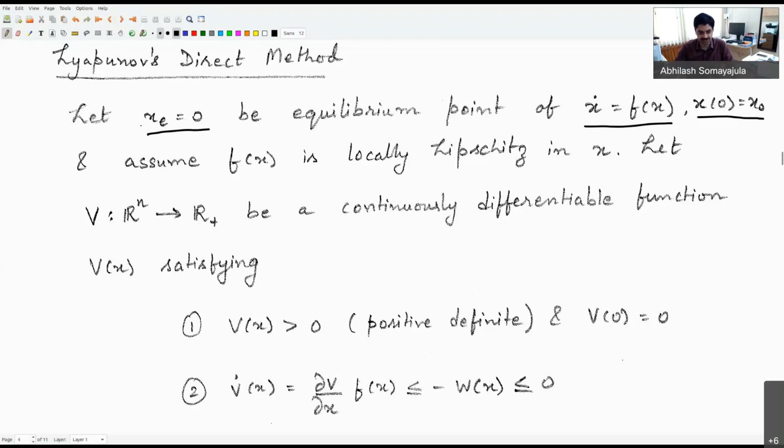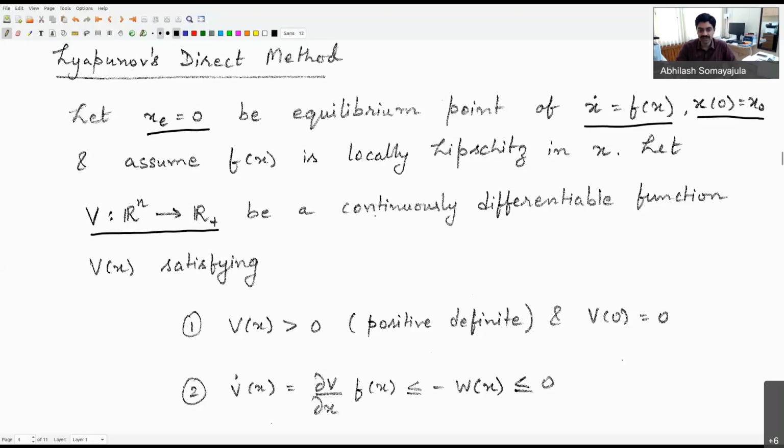What are the conditions? In order to do that, first I define a function V. V is a function which maps an n cross 1 vector to the non-negative reals. The input is a vector valued state. The output is a scalar value, and that scalar value is positive. So this function is non-negative.